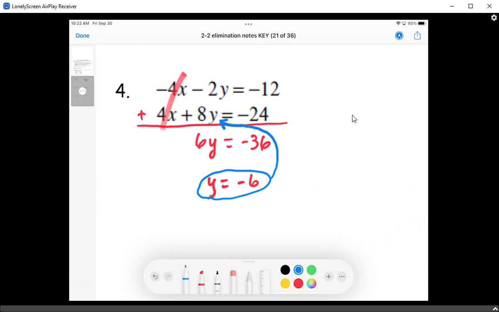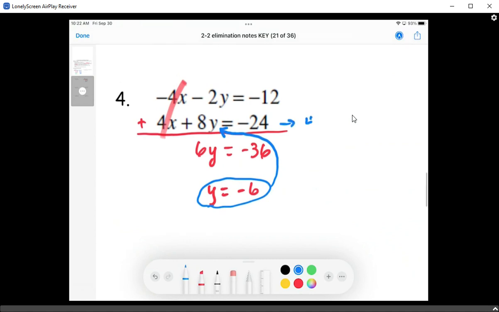You can use either one of those equations to get the other variable, but I prefer to use the bottom just because we already have that y is negative, and I don't want to deal with any extra negative signs. So I'm going to use the bottom one. Instead of 4x plus 8 times y, we've got 4x plus 8 times negative 6.